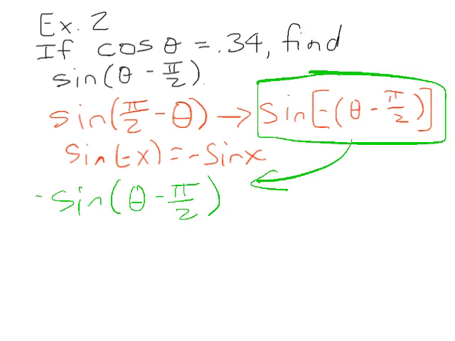And oh, by the way, again, looking at your identities, the cosine of pi over 2 minus theta is equal to the sine. So this is basically the opposite of the cosine of theta. And since it's the opposite of the cosine of theta, and we know that the cosine of theta is 0.34, we're just going to take the negative of 0.34. So our final answer would be negative 0.34.